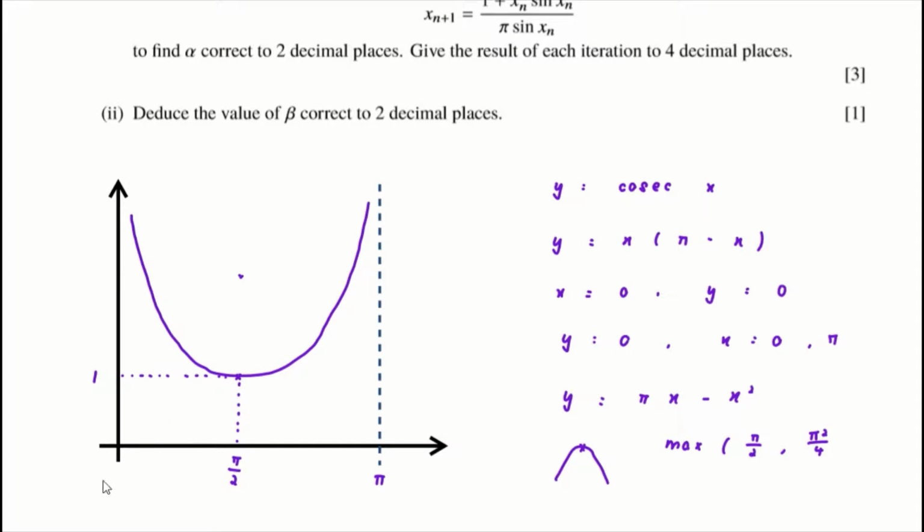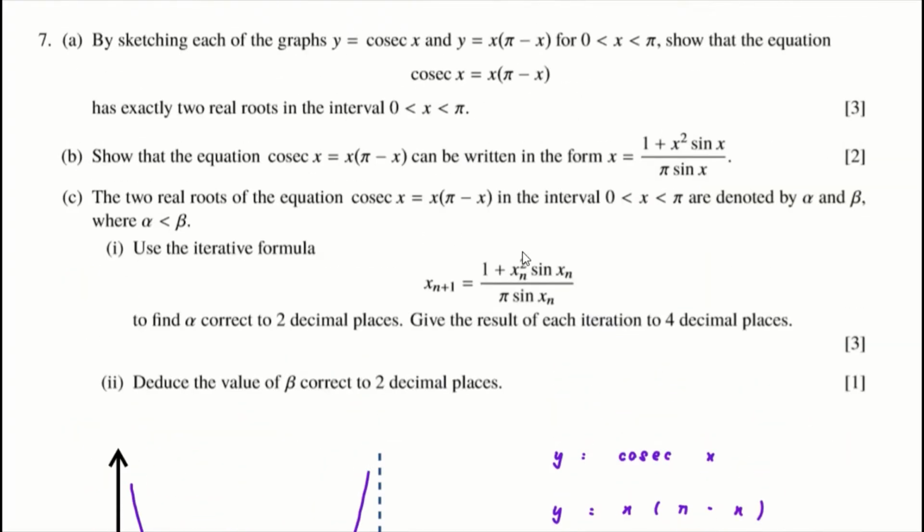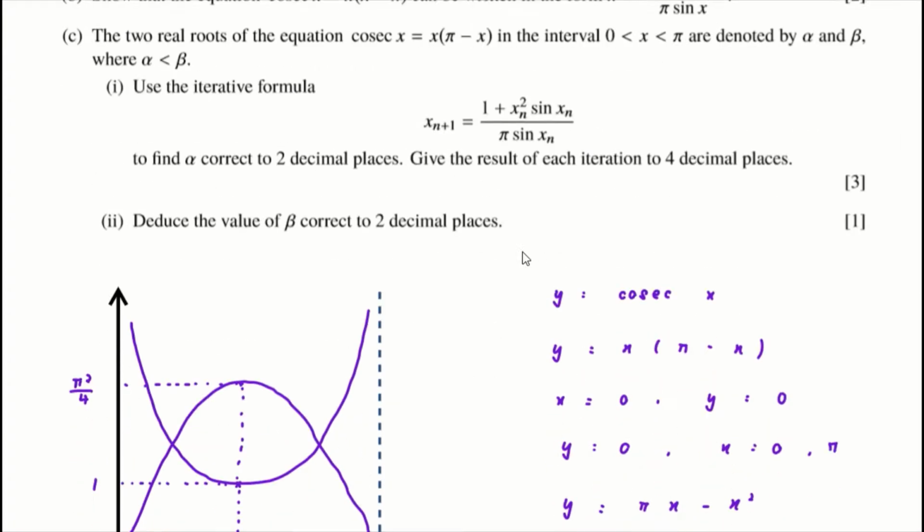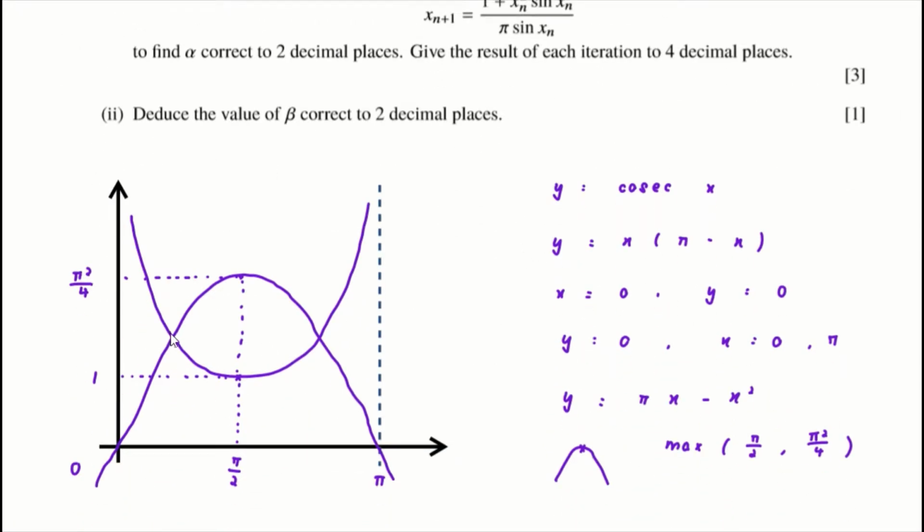Okay, so let me try to just draw it. I hope that you can draw a better one, but basically that's the idea. So it passes through (0, 0), and then the maximum point is at pi over 2 as well, and the height is pi squared over 4. That's the important thing that you need to show. In this case, you need to show that it has two real roots. So this is your first one, then this is your second one.